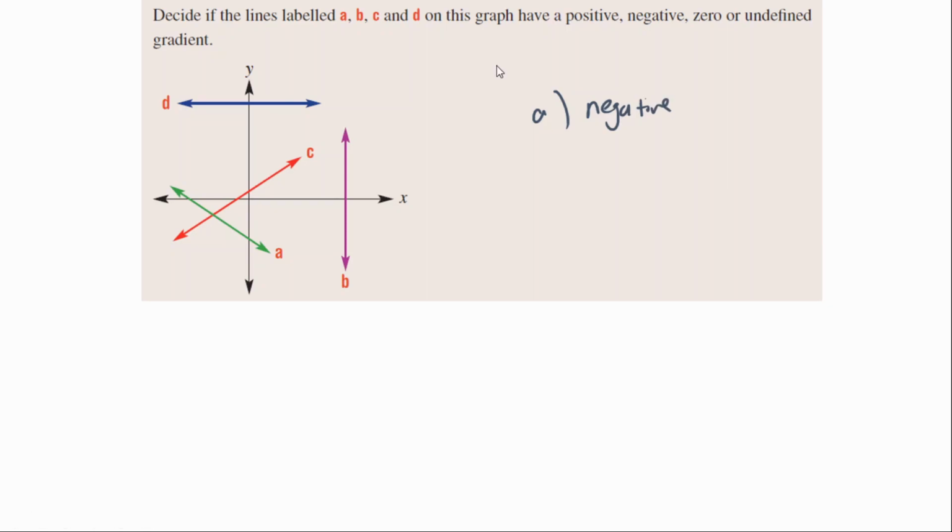Let's find B now. B is that purple line. It is vertical. Remember, vertical has an undefined gradient, so that one will be undefined. C, if you go from left to right, it's going up. So this one has a positive. And finally, D, this one is horizontal, so it has a gradient of 0.